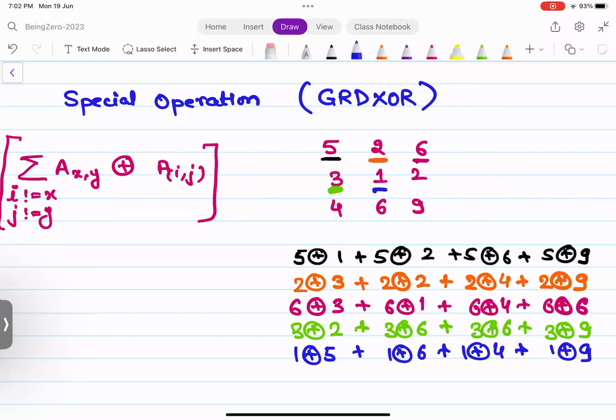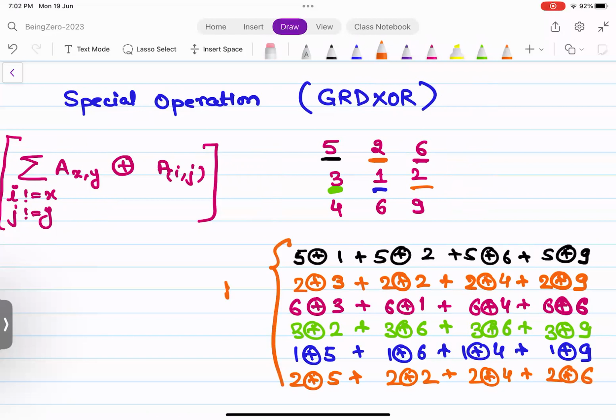Okay. Then one more we will write, only for 2, and then we will quickly take a look at the approach. 2 XOR 5, 2 XOR 2, 2 XOR 4, 2 XOR 6. So basically, out of all these values, the max is the ultimate goal to find, correct?